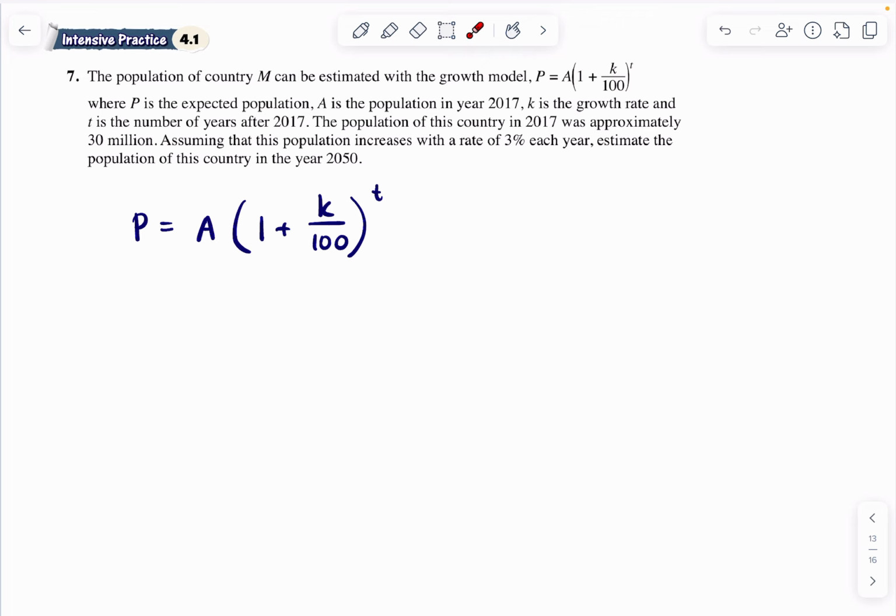A is the population in the year 2017. So how many people are there in the country in 2017? K is the growth rate and T is the number of years after 2017. So the population of the country in 2017 was 30 million. That means A was 30 million.